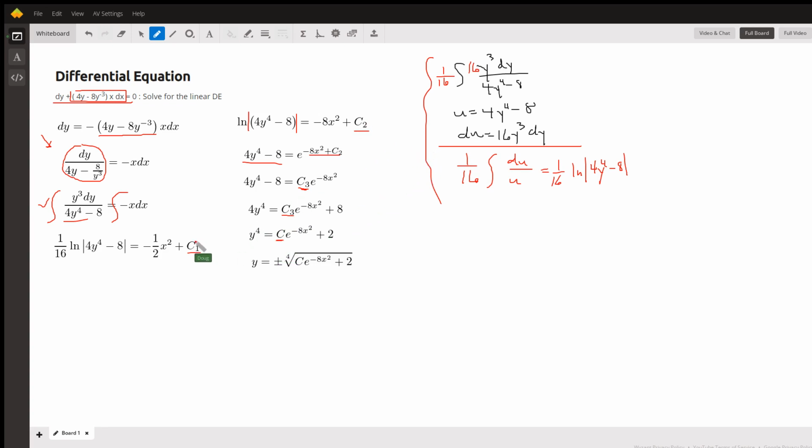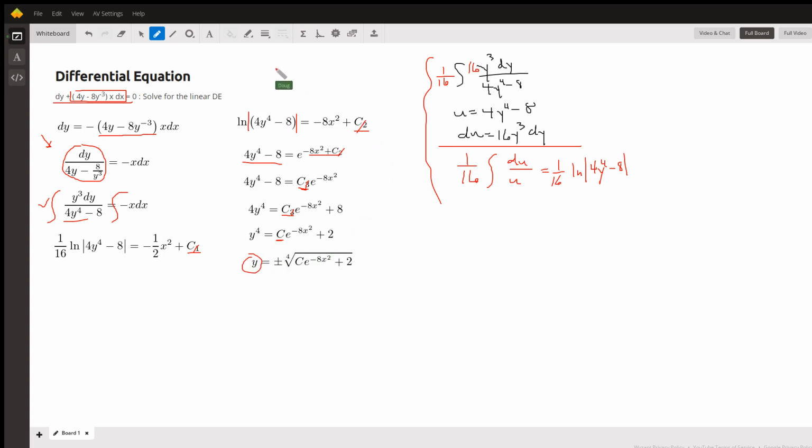Normally, we don't go through all these subscripts. We just realize that we play fast and loose with constants, changing them when appropriate. And now we take the 4th root of both sides, and there's your value for y.